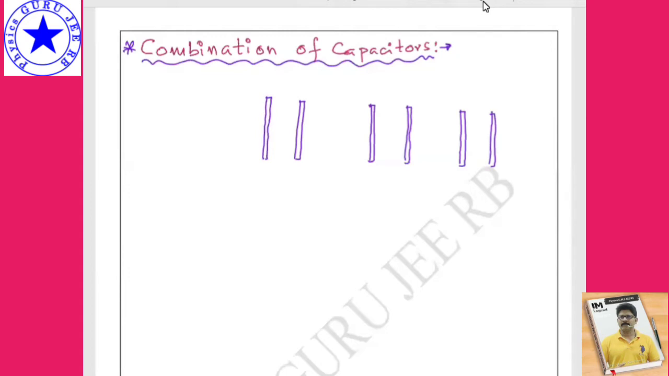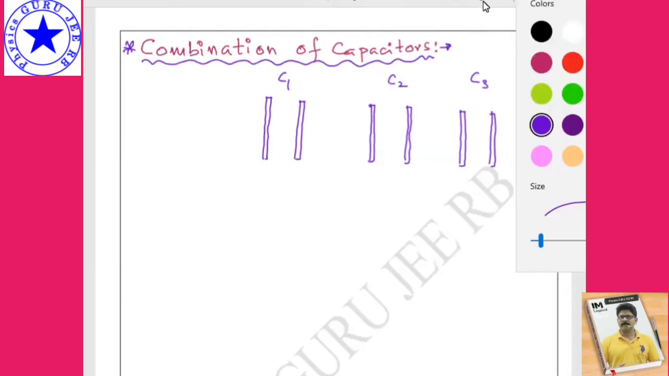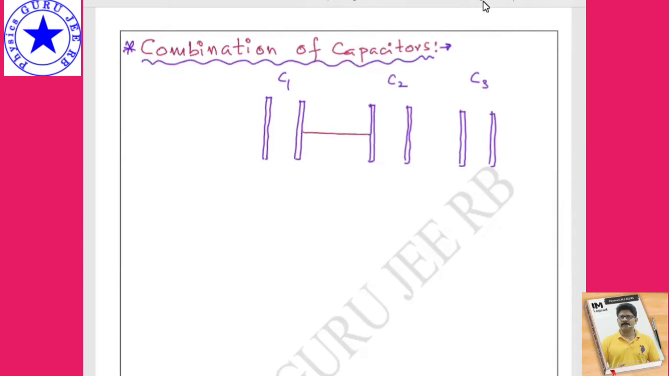Now combination of capacitors. I'm taking 3 capacitors of capacitance C1, C2, C3. Now these are connected by a conducting wire. Let us imagine these are connected by conducting wire like this. And the first plate of the first capacitor is connected to a battery of potential V. So this is nothing but V, right?